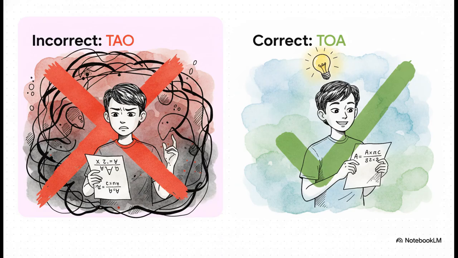It seems like such a small thing, but if you accidentally write TAO instead of TOA, you'll set up your tangent formula as adjacent over opposite. That one little letter swap flips your entire answer upside down. It's going to be completely wrong.